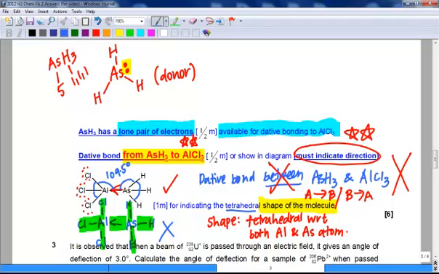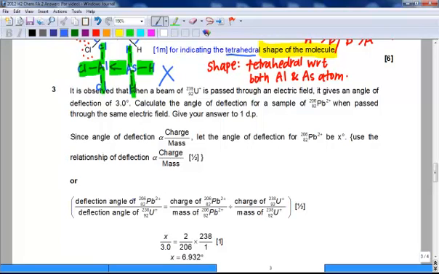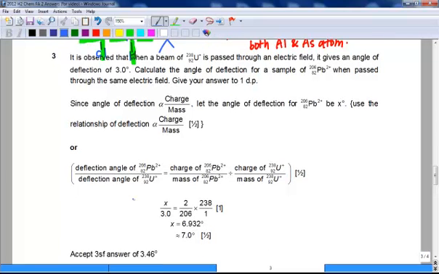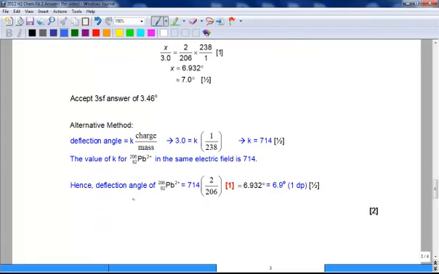So let's move on to question 3. For question 3, I won't go through it systematically with you because I think most of you got this correct. The main thing is really just to remember your formula properly so that you won't get careless mistakes. So the deflection angle is proportional to charge over mass. Another careless mistake could be that you left your answer in 3 SF instead, because the question mentioned they want it in 1 dp. So please take note.